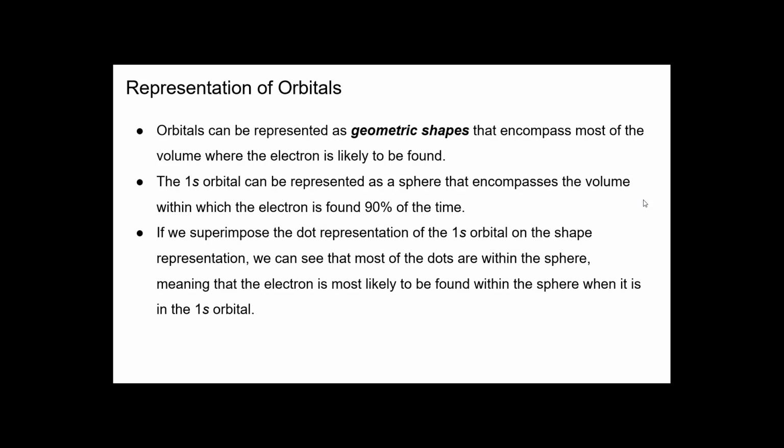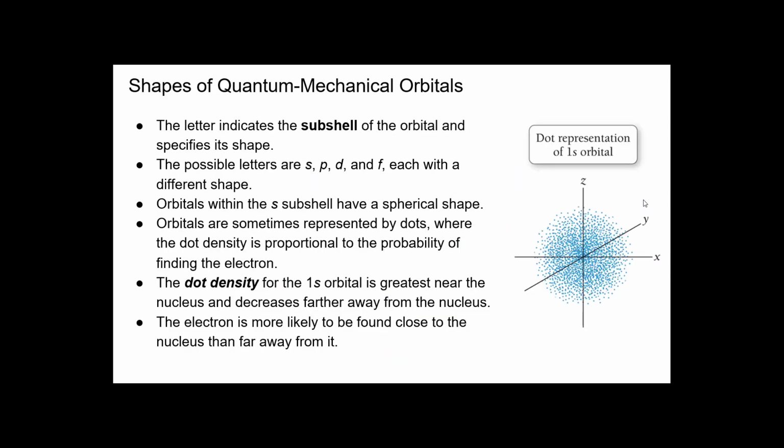So if we superimpose the dot representation of a 1s orbital on the shape representation, we can see that most of the dots are within a sphere, meaning that the electron is most likely to be found within that sphere of the 1s. So basically, if we put a circle here and we put this dot, somewhere in here is where this electron exists. That's the highest probability based on experiments, and not somewhere out here, further out.